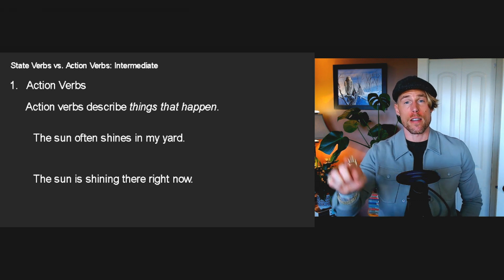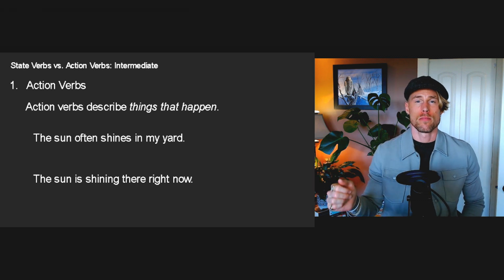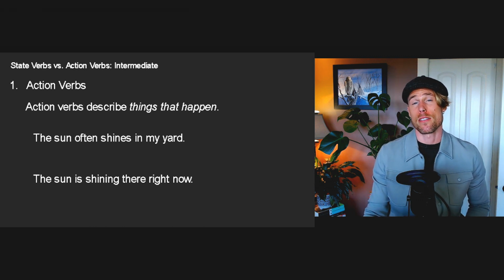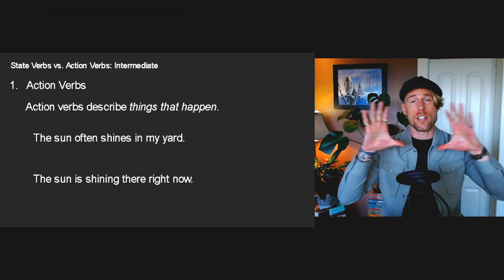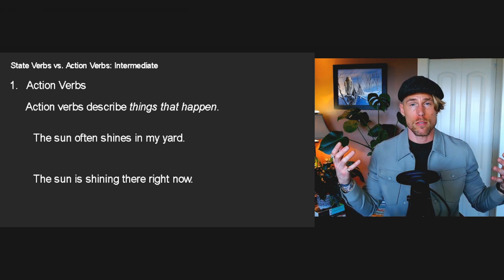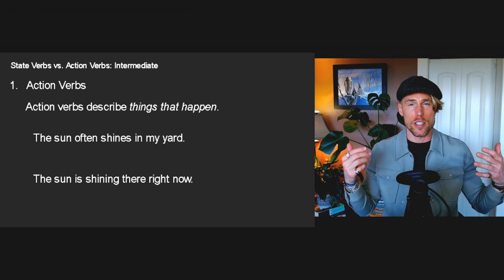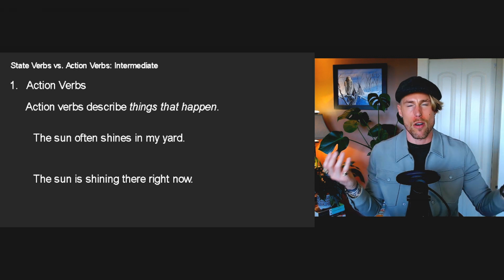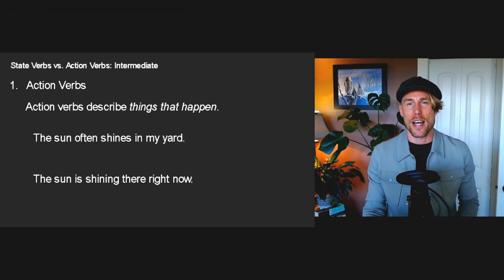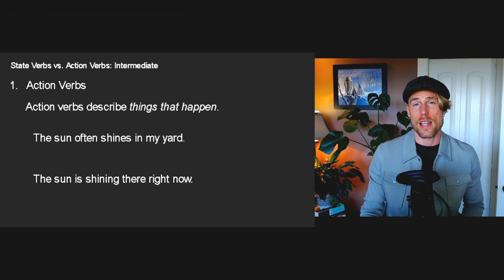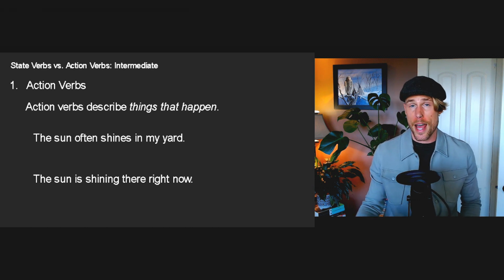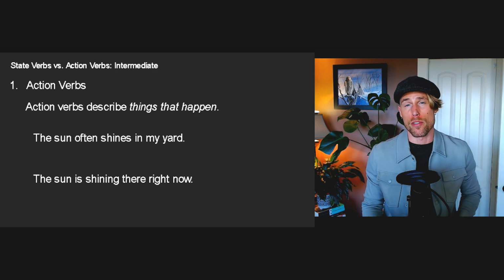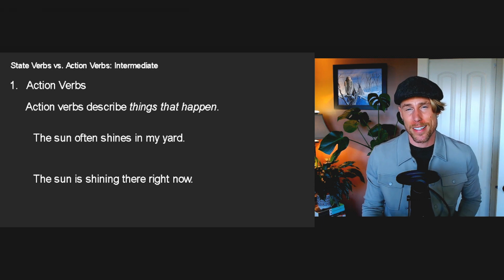The sun is shining there right now. That's true. If I look outside right now, the sun is shining. So the sun often shines means in general, not every day, but often. Sometimes it rains, sometimes the sun shines, right? It snows, weather is different all the time. But if I say the sun is shining right now, I mean now, right now. I can see the beautiful sun shining in my yard.